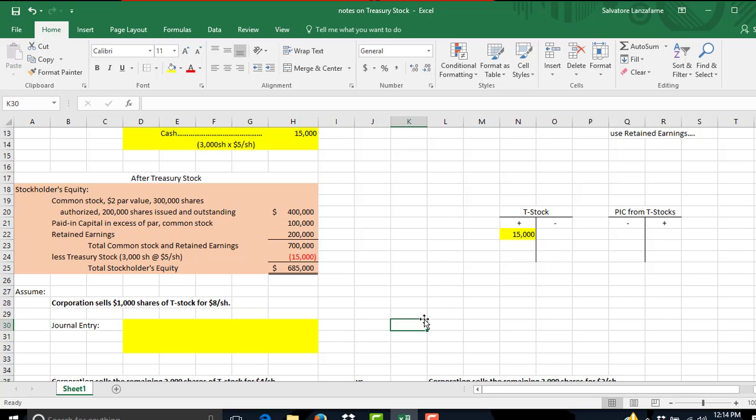Okay, so let's pretend that the price of the stock is doing pretty good. We don't anticipate it going any higher, and we decide to reissue 1,000 shares of our treasury stock, and the current value is $8 a share. So what we're going to do is debit cash because we're literally selling it back. So let's do the math in here. We're going to go 1,000 shares, and multiply that by the 8. So that's going to be $8,000.